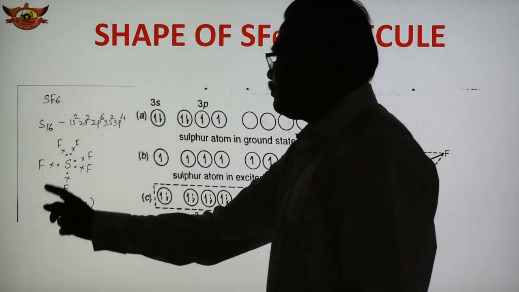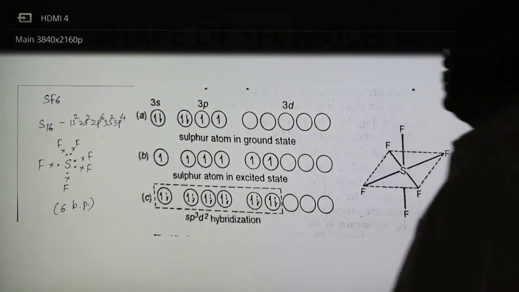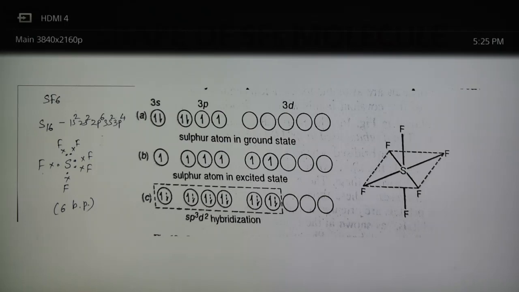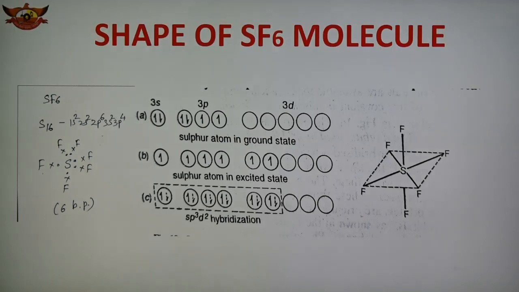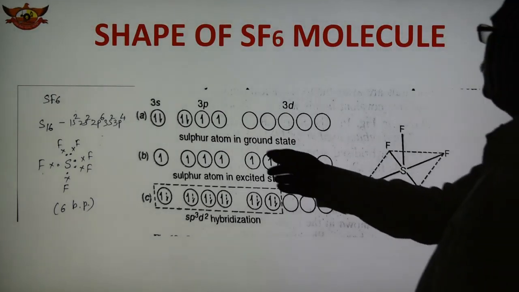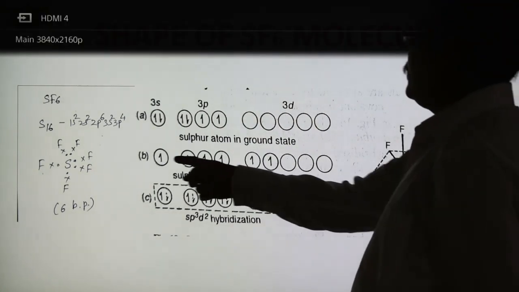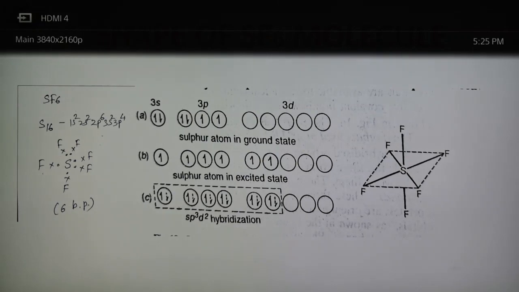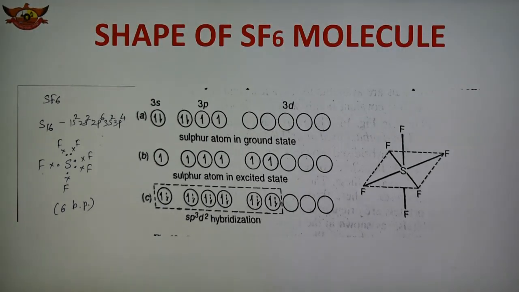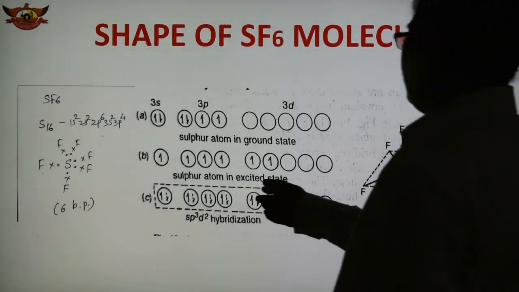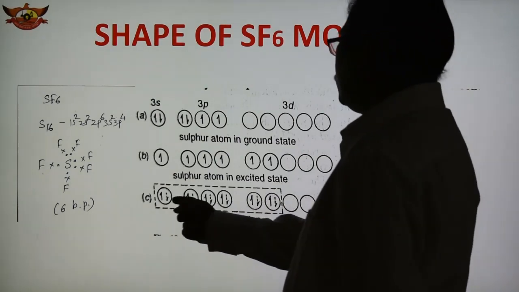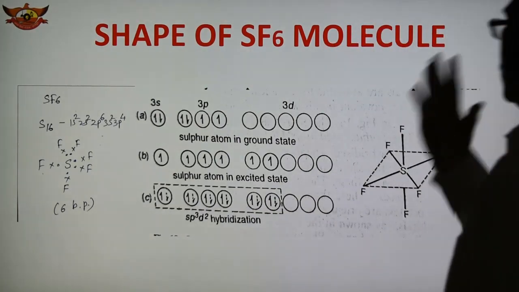So in this SF6 there are 6 bond pairs of electrons, and in the ground state there are only 2 unpaired electrons shown here, but we require 6 unpaired electrons in the excited state. 1 electron is promoted from 3s to the 3d orbital, and now there are 6 unpaired electrons in the excited state, and these 6 electrons overlap with the 6 electrons of 6 fluorine atoms forming 6 covalent bonds.